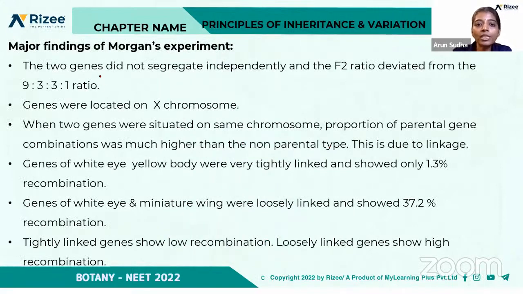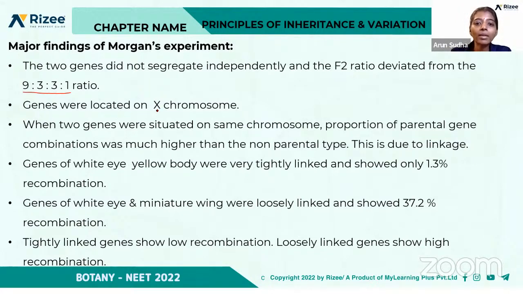That is, the two genes did not segregate independently, and the F2 ratio actually deviated from the normal ratio of 9:3:3:1. This is the dihybrid ratio, as per Mendel's law, right? Dihybrid ratio is 9:3:3:1. But these two genes did not segregate independently. As per Mendel's law, they should segregate independently, but here it didn't happen like that. And the F2 ratio deviates from the ratio.